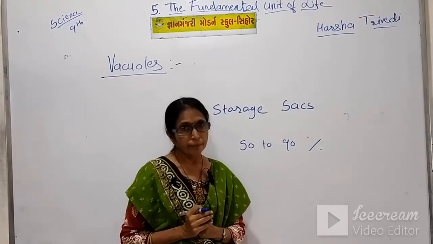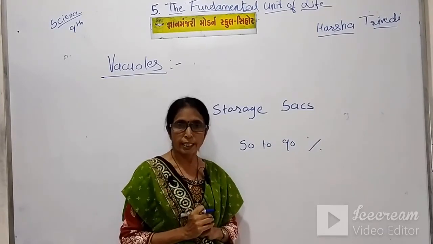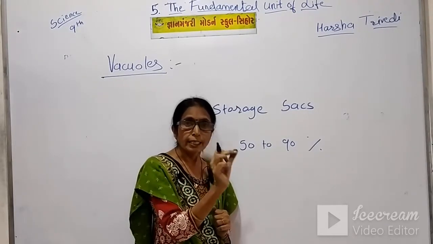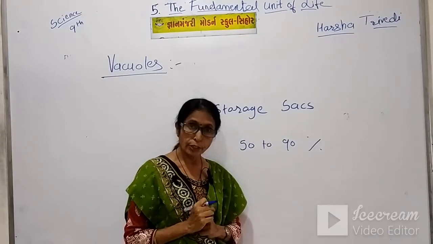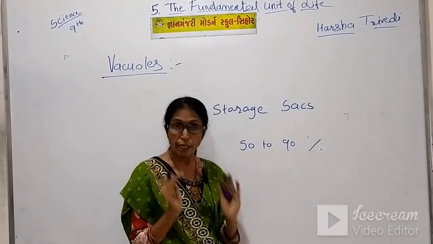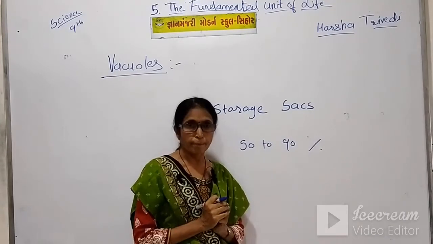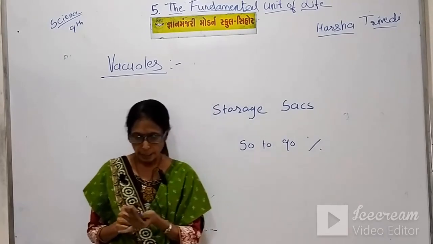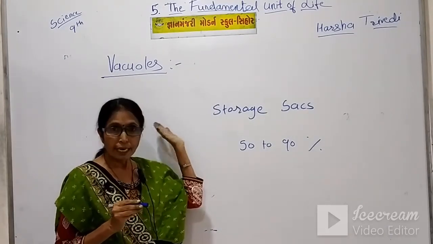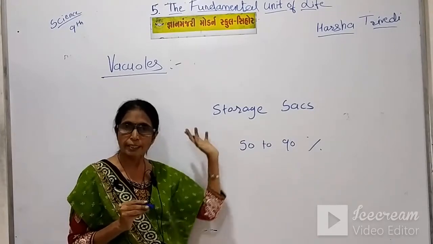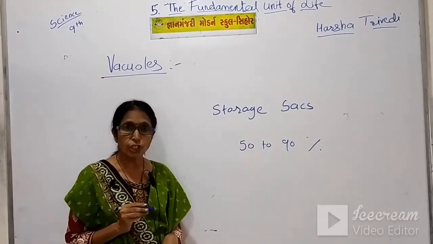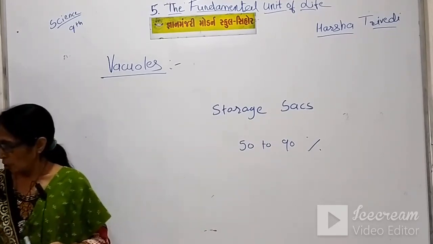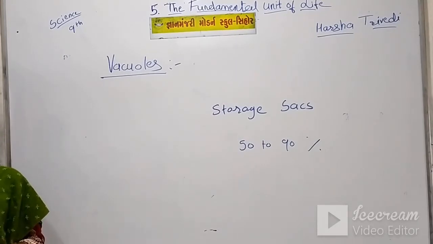But in animal cells, these vacuoles are of a small size. So in an animal cell, the nucleus can be seen in the center of the cell. Okay students, this is the difference. So many large vacuoles are found in plant cells and small vacuoles are found in animal cells. This is one of the differences between plant cell and animal cell. What is the function? Function is of storage, because it is called storage sacs of the organelle.